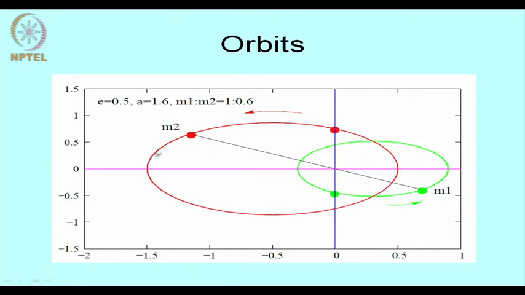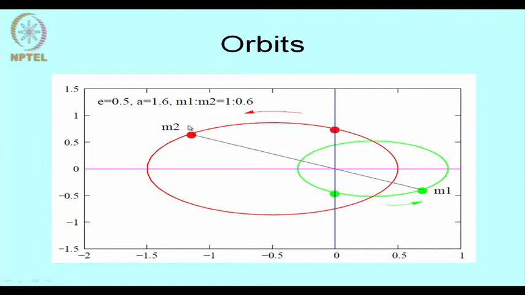This sweeps out an ellipse, this also sweeps out an ellipse, this is more massive than this. So, the semi major axis of this ellipse is smaller, the semi major axis of this ellipse is larger. So, when the second object is here, the first object is here, then the first object moves in this direction, the second M2 moves in this direction, and they have exactly the same time period, and the line joining them always passes through the center of mass.